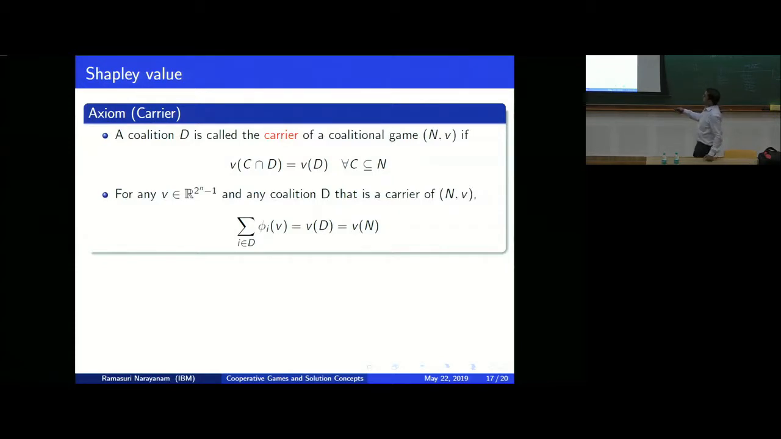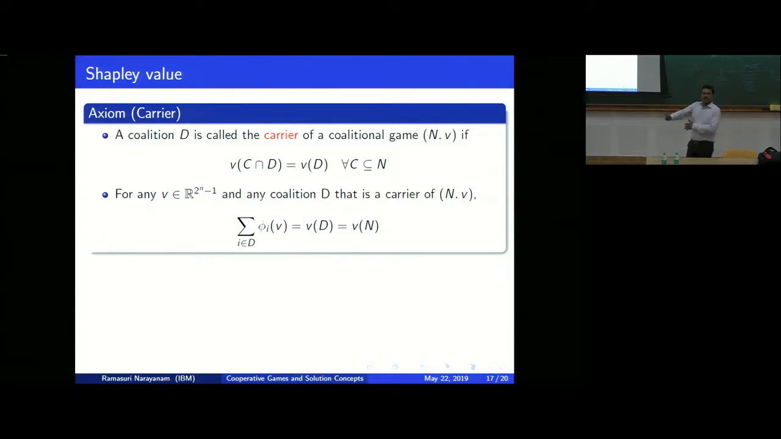In that case, our Shapley value solution concept phi attaches a value phi i to the ith player, such that the sum of the allocations of all the players belonging to that carrier should be the value of the entire grand coalition.